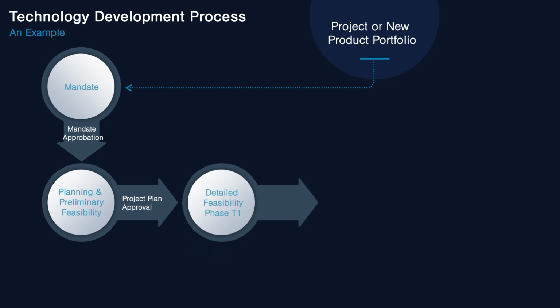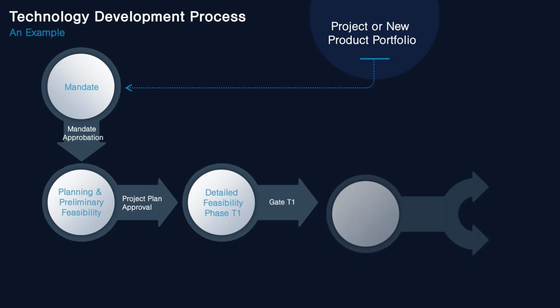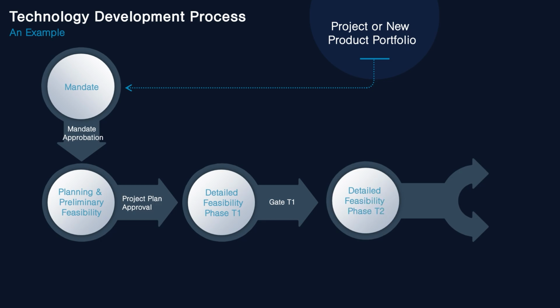Once the deliverables are completed, the team will present them in Gate T1. The letter T stands for the technology development process. Some organizations also call it Gate -2. Detailed feasibility is refined in phase 2. Again, once the deliverables are completed, they will be presented.